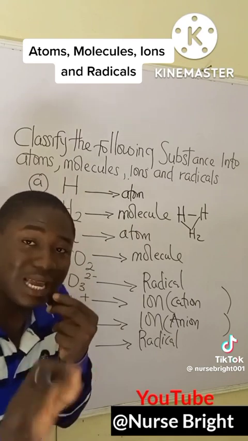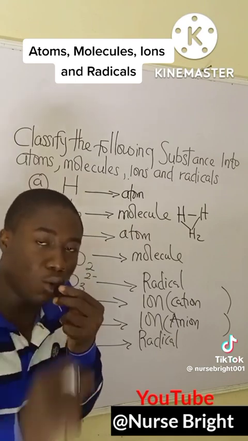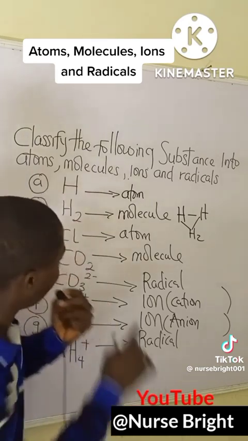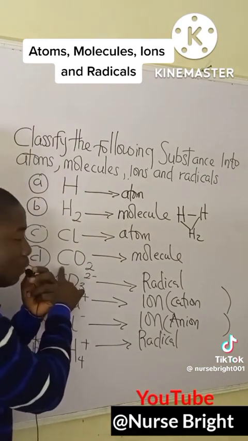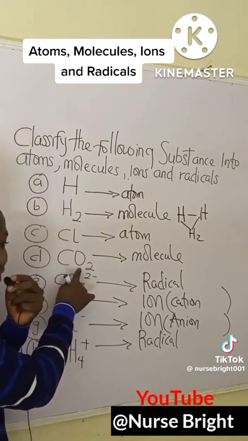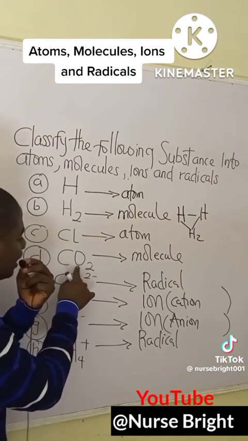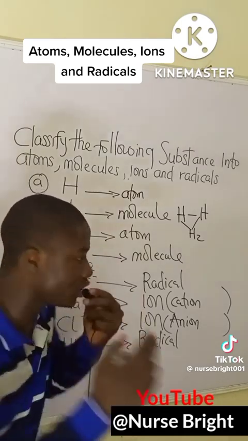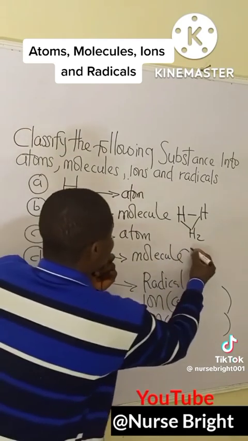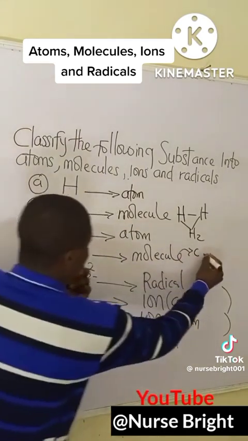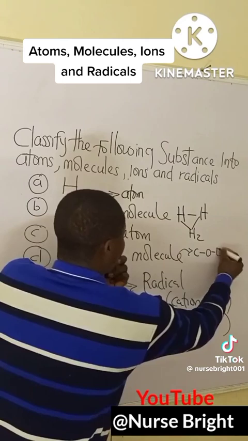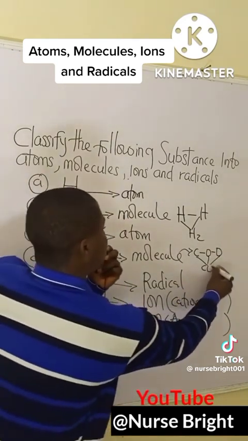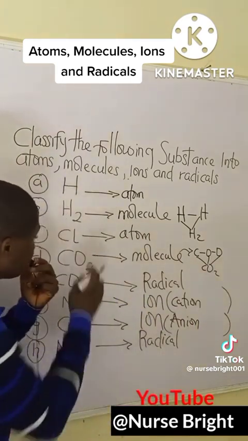Now CO2 here is a molecule. Why is it a molecule? It is a molecule because it is made up of different atoms. This is the carbon atom, whereas this is the oxygen atom. But here, how many oxygen atoms are we having? We are having two atoms of oxygen. So what do we have here? It is simply carbon bonding to two atoms of oxygen. When we join them together, we simply have CO2. So that is about option D.